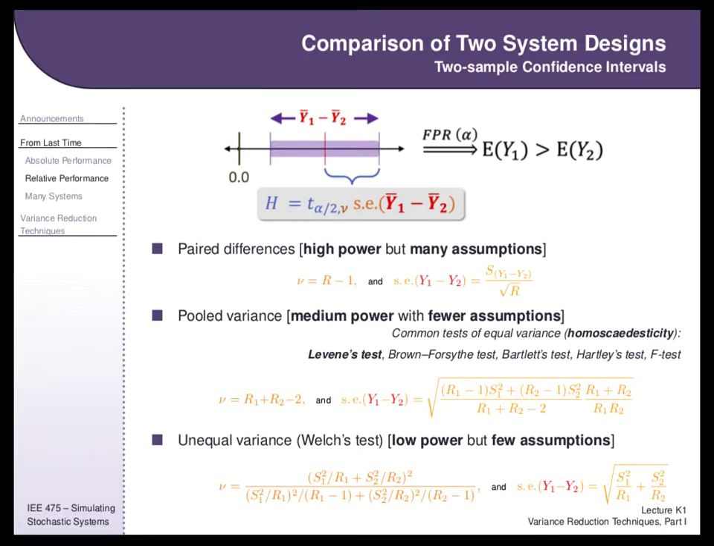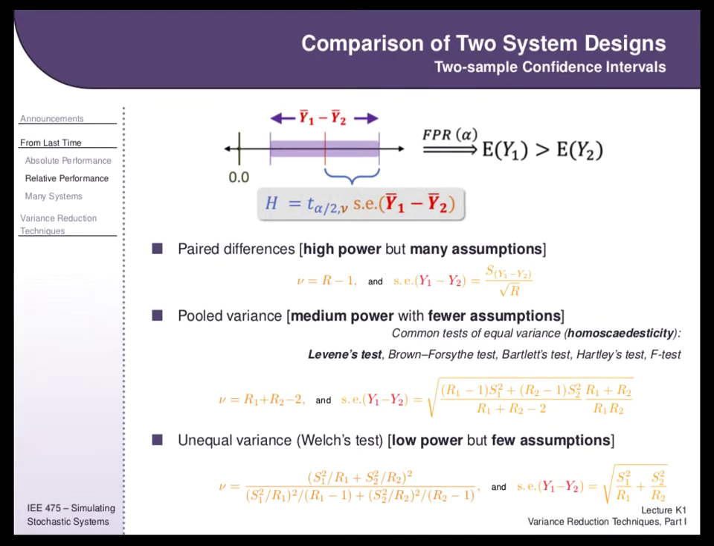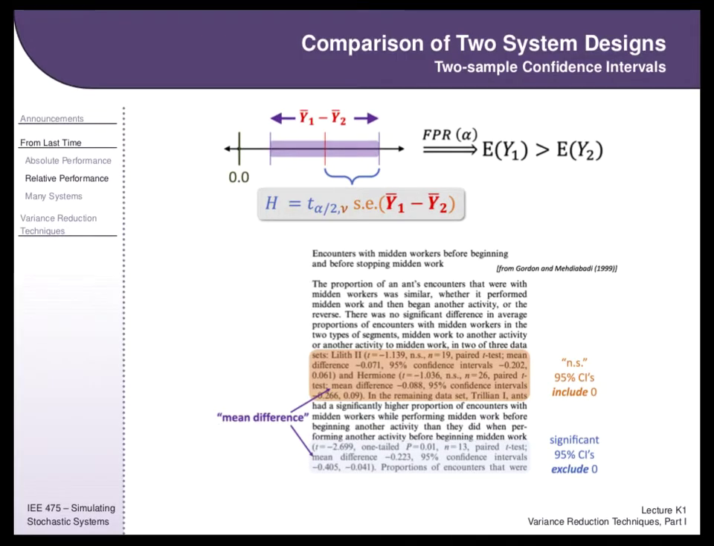And so as an example, here's just a random thing I pulled out of the literature, a particular piece of work where they did a paired difference t-test. It's a little hard to read, but they just report the mean difference. The mean difference between the two systems is, and then they gave a point estimate, and then they said the 95% confidence interval of the mean difference, and then they list the confidence interval.